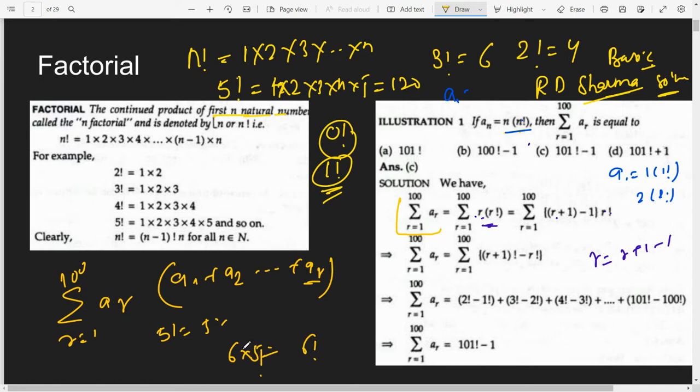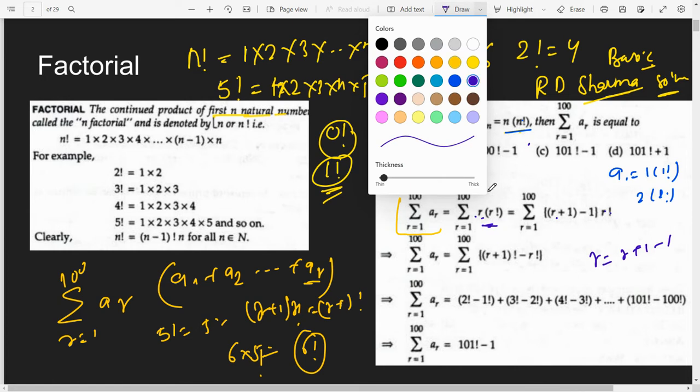Because 6 factorial is equal to 6 into 5 into 4 into 3 into 2 into 1. So obviously, if you multiply 6 into 5 factorial, it is going to be 6 factorial. So if you multiply r plus 1 into r factorial, it is going to be r plus 1 factorial. Okay, so this thing we have.